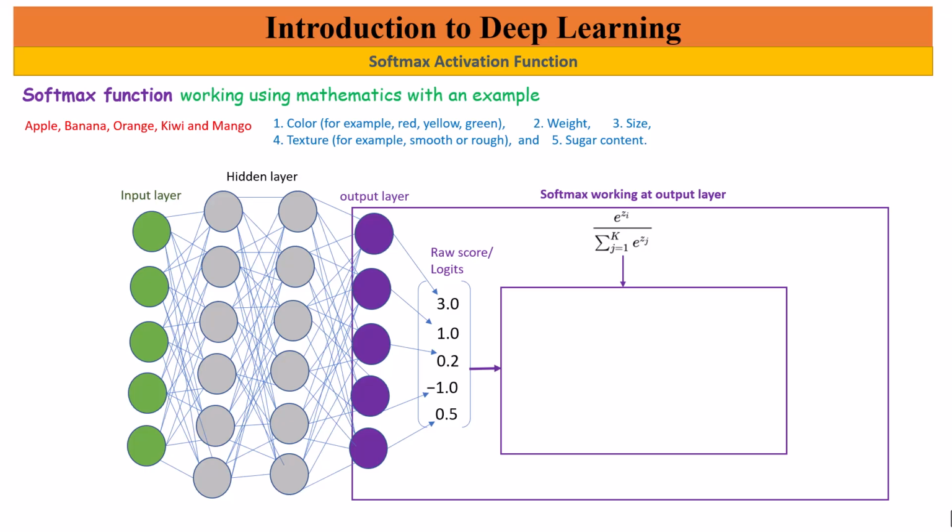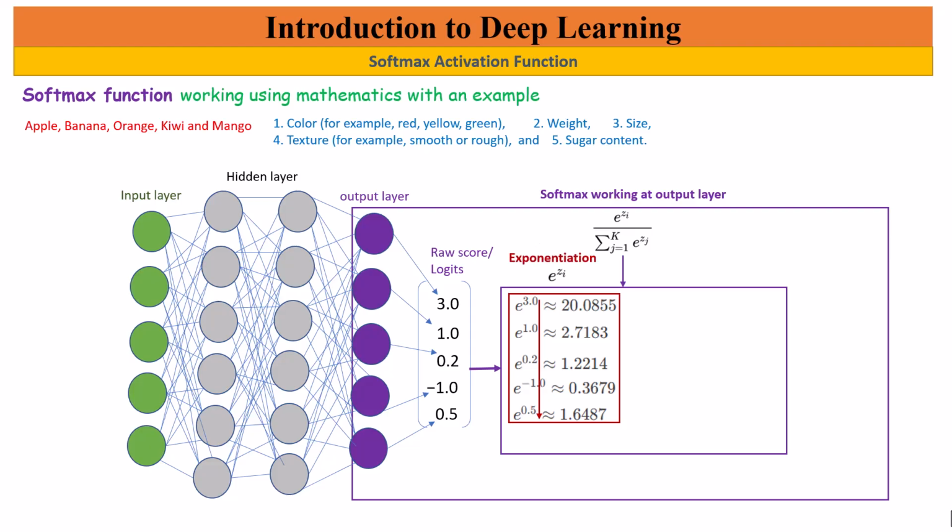This transformation involves, firstly, exponentiating each logit or raw score into a positive value. As shown here, the process starts by exponentiating the logit 3 and continues through to 0.5. This step is called exponentiation. After exponentiation, all the resulting values are summed up to proceed to the final step called normalization.